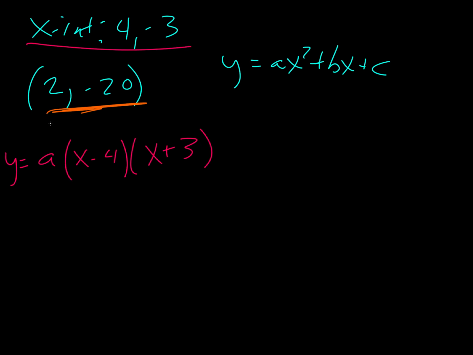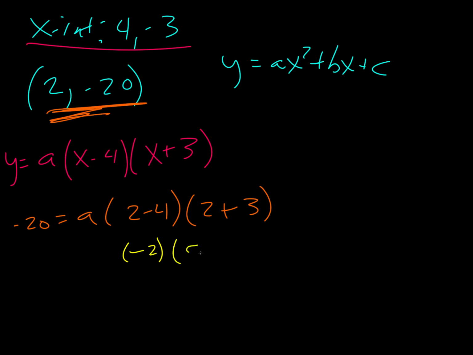Now this is a little bit different because it's not a y-intercept, but we're going to treat it pretty much the same way. So we're going to plug in 2 for x and then negative 20 for y. So negative 20 equals a, 2 minus 4, 2 plus 3. So this one becomes negative 2. This one becomes 5.